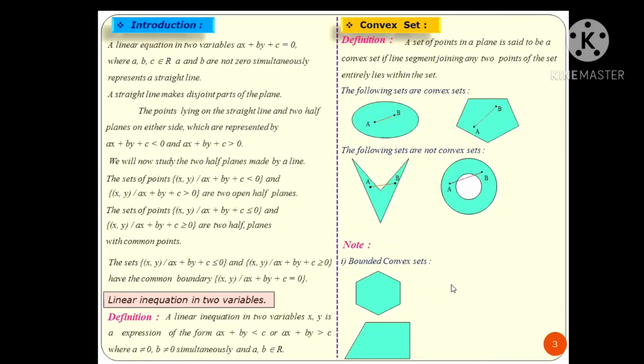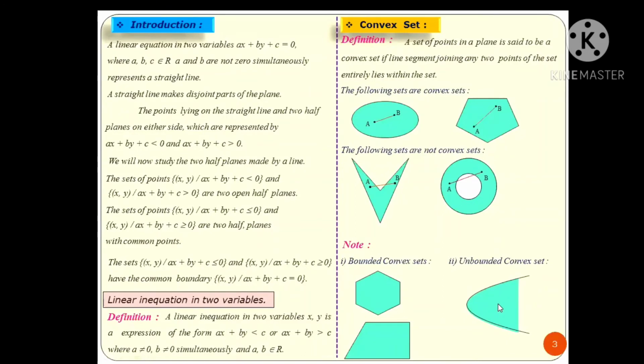set. Next, for an unbounded convex set, check the figure given here. Here the boundaries are not formed by straight lines, and observe this shaded part given as a solution set. This will be unbounded, the curve goes up to infinity, so it is said to be an unbounded convex set.